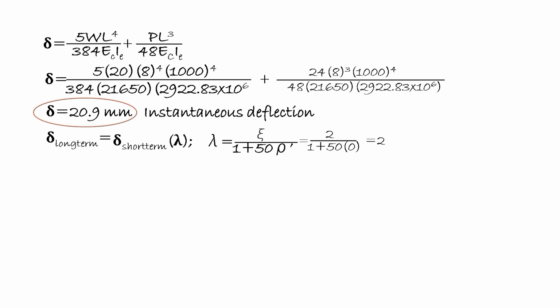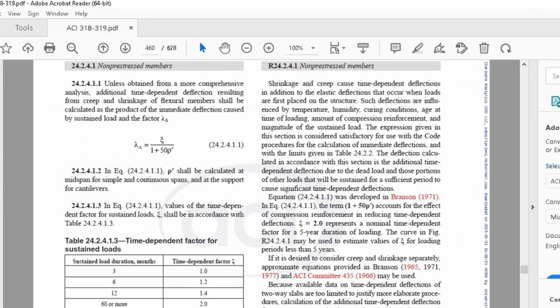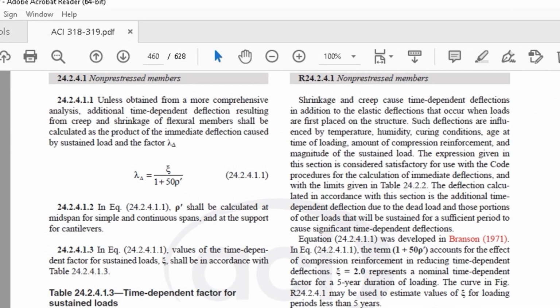Long-term deflection is the short-term deflection plus additional time-dependent deflection resulting from creep and shrinkage of concrete. And this factor is given in ACI code section 24.2.4.1.1.